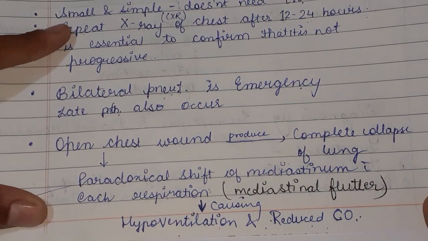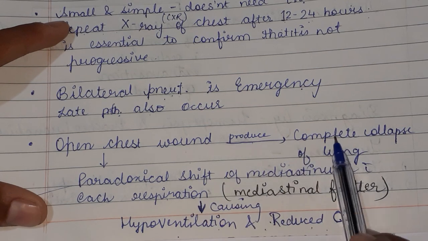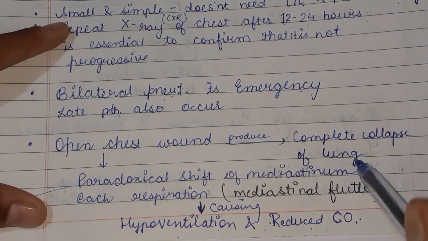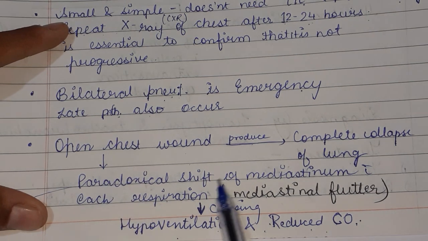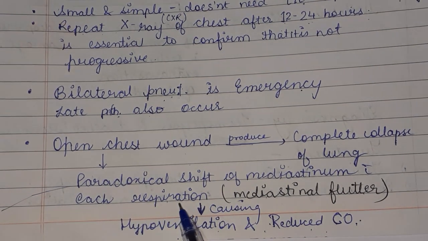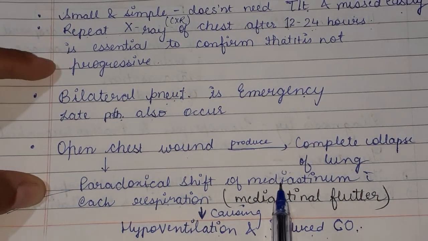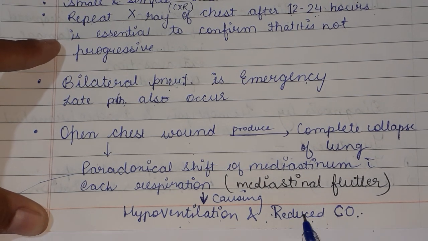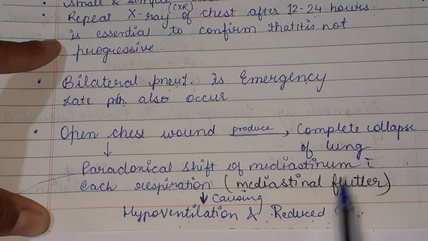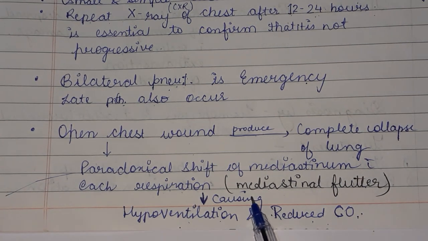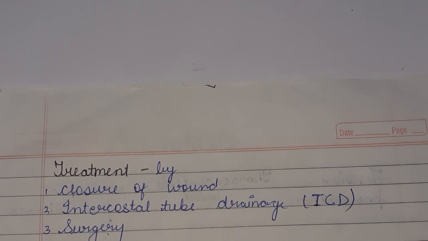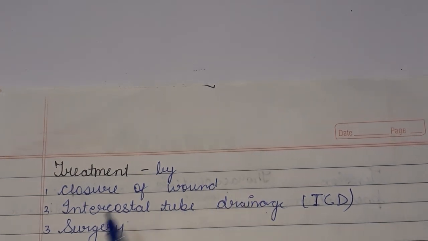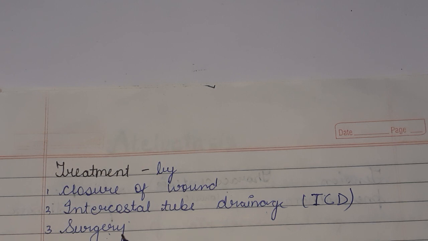Open chest wound. ओपन चेस्ट वुंड क्या कर सकते हैं? ओपन चेस्ट वुंड कैन कॉज द कंप्लीट कोलैप्स ऑफ लंग, और पैराडॉक्सिकल शिफ्ट ऑफ मीडियास्टिनम विद ईच रेस्पिरेशन. विद ईच रेस्पिरेशन मीडियास्टिनम का पैराडॉक्सिकल शिफ्ट होगा जिसकी वजह से हाइपोवेंटिलेशन और कार्डिक आउटपुट रिड्यूस हो जाएगा. सो ये जो शिफ्ट है मीडियास्टिनम का उसको क्या कहते हैं? मीडियास्टिनल फ्लटर. ओके, तो ये जो सिंपल न्यूमोथोरैक्स है उसका ट्रीटमेंट मेनली क्लोजर ऑफ वुंड बाय द इंटरकोस्टल ट्यूब ड्रेनेज और बाय द सर्जरी. सो ये मेन ट्रीटमेंट है न्यूमोथोरैक्स का.